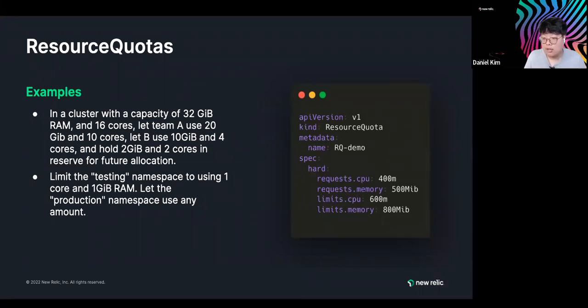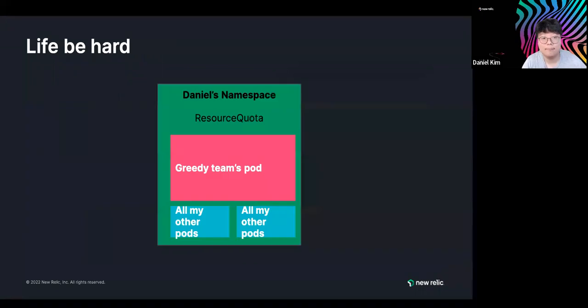You can also do things like, if you have the same Kubernetes cluster for deploying both your test and your production environments, you can limit the test environment to using a smaller subset of the resources, like 1 core and 1 gigabyte of RAM, and let the production namespace use any amount that it needs to run successfully. So these are examples of how you can leverage resource quotas to really control the amount of resources that your teams and your developers are consuming in the cloud.